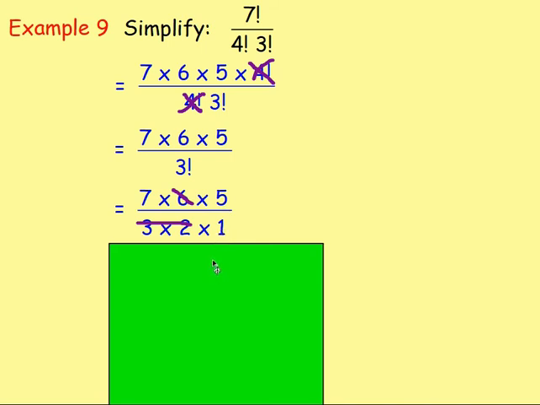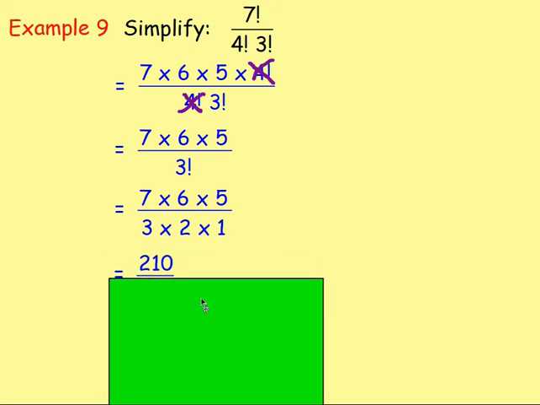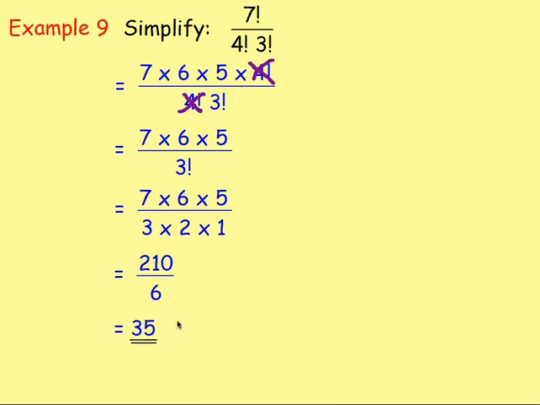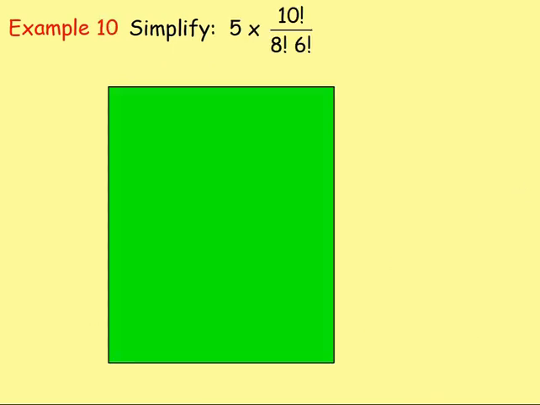Or if you don't notice that, you could always just multiply the top, and you end up with 210. Multiply the bottom, you get 6. And then you can simplify that. Either way, you get 35.